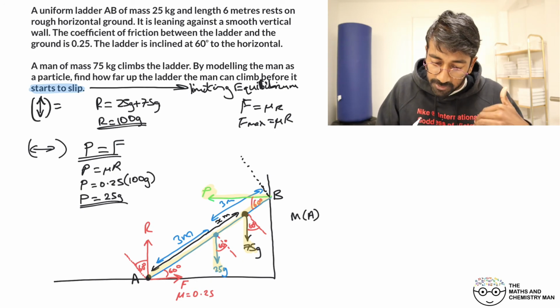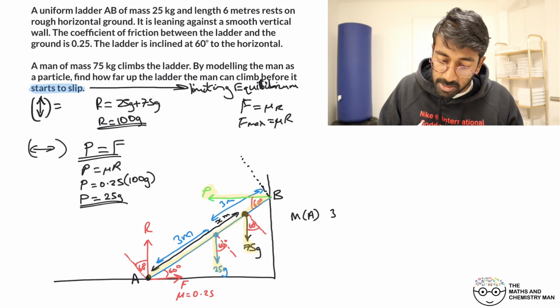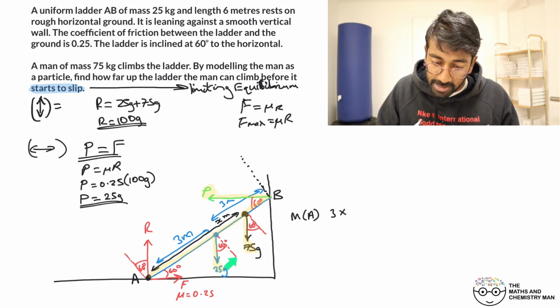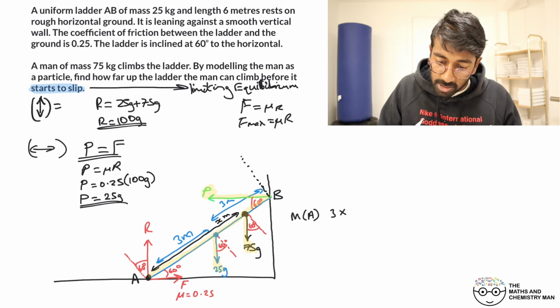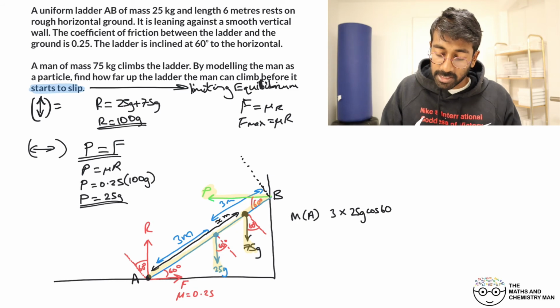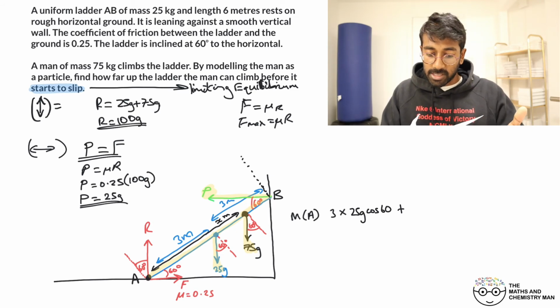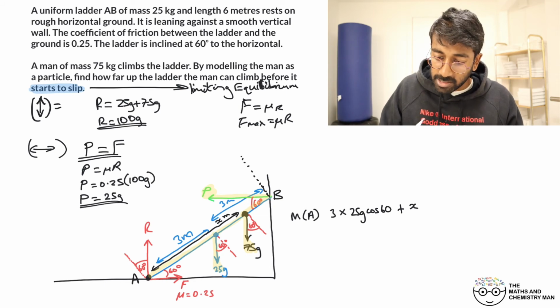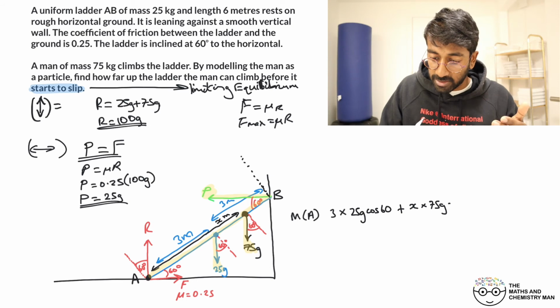So first of all, the distance, that's going to be 3 meters times, and now we need to resolve this 25G, bring it to the perpendicular there. So that's going to be 25G cos 60. Now we need to consider the 75G. The distance there is going to be X. So that's X multiplied by 75G, and again, we'll have to cos 60 over there.